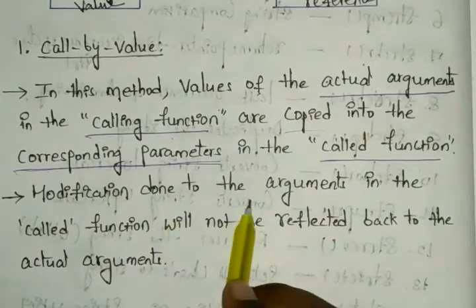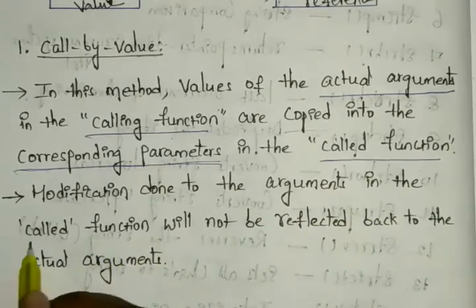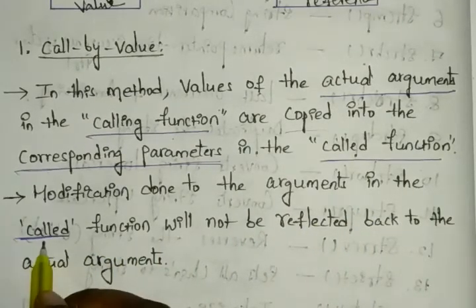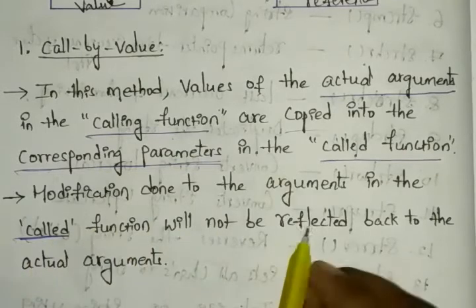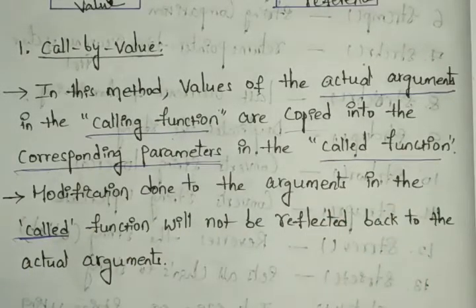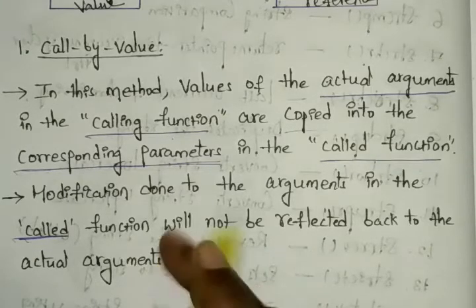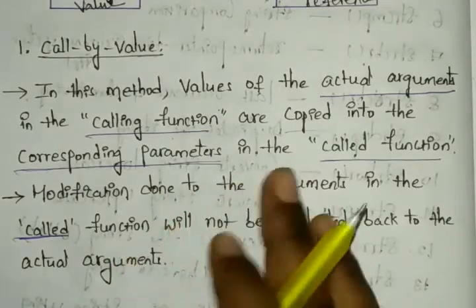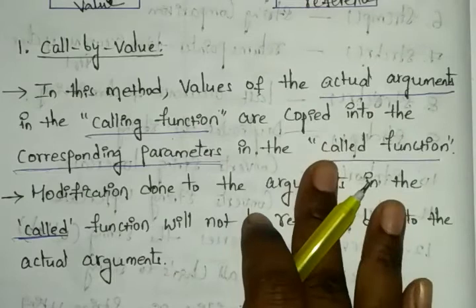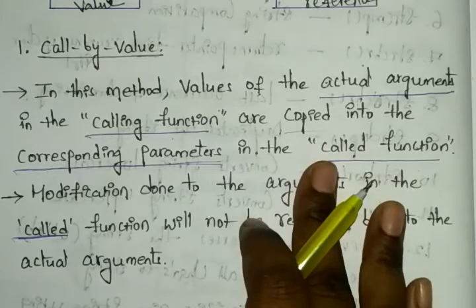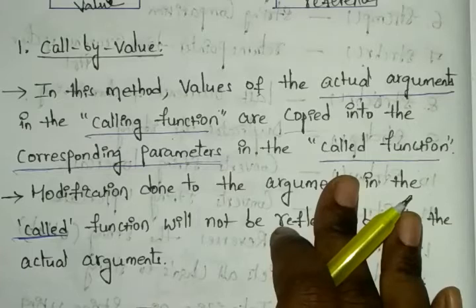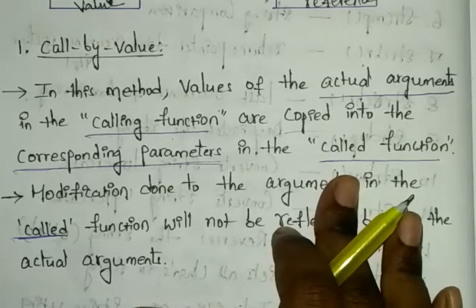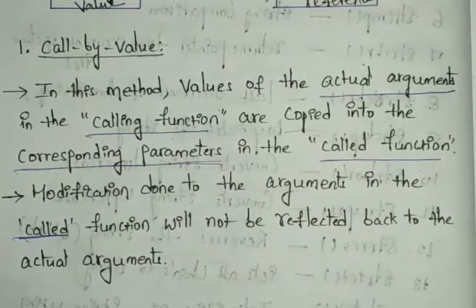So the modification done to the argument in the called function, meaning our formal parameters, does not reflect in our actual arguments. We cannot modify the value of the actual parameter through the formal parameter. If you modify anything in the formal parameter, it will not affect the actual parameter. Whatever value you have in the actual parameter remains constant.